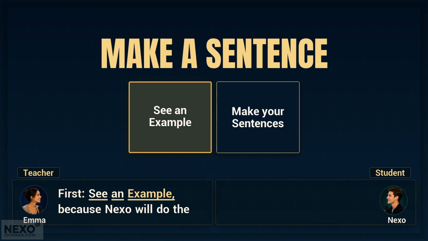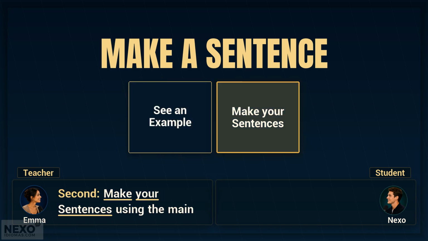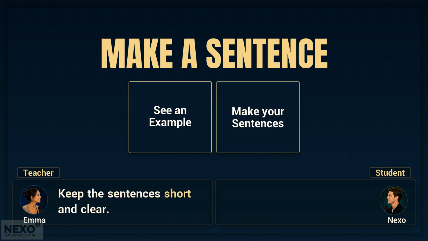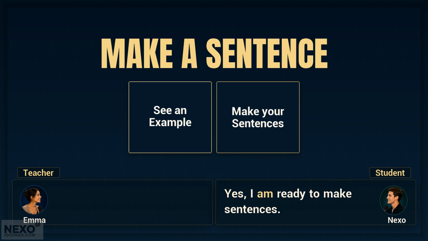First, see an example, because Nexo will do the exercise, so you know what to write. Second, make your sentences using the main words and the helper words. Keep the sentences short and clear. Nexo, are you ready? Yes, I am ready to make sentences.